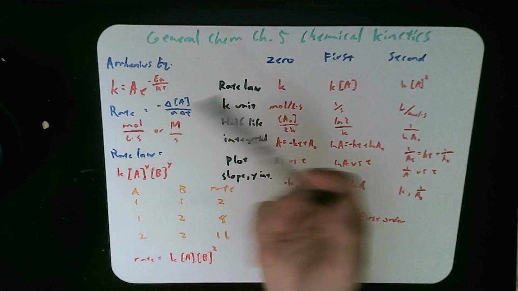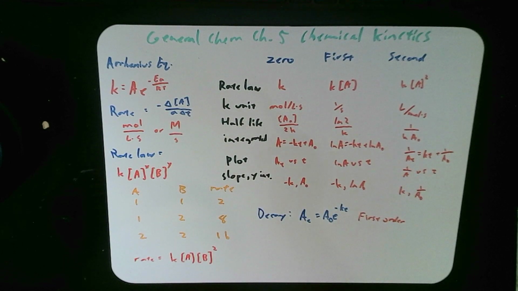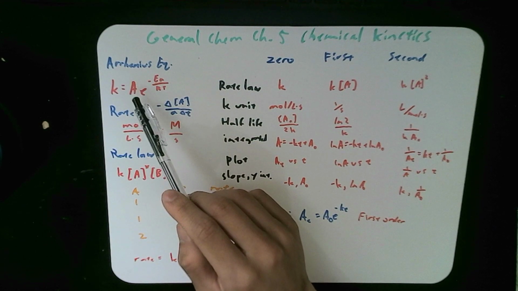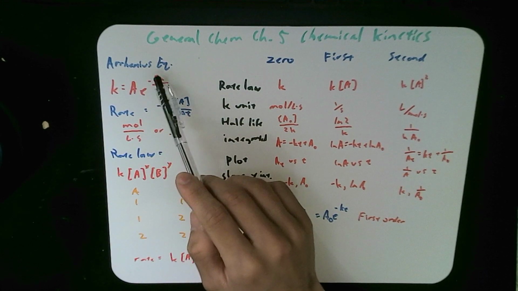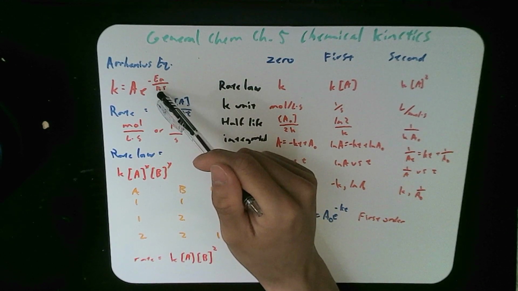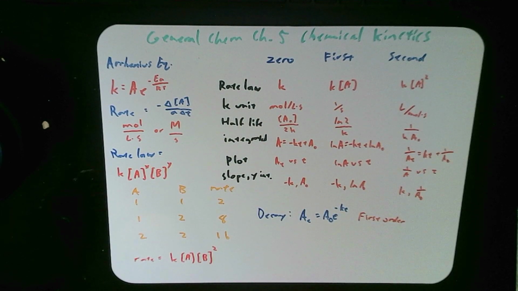by A, which is the reaction constant, times the collision constant, times e to the power of negative activation energy, right? Activation energy is the energy required to overcome that first for the reaction to proceed. That's the limitation, divided by R, the gas constant, 8.315 joules per mole K, and times the temperature in Kelvin.